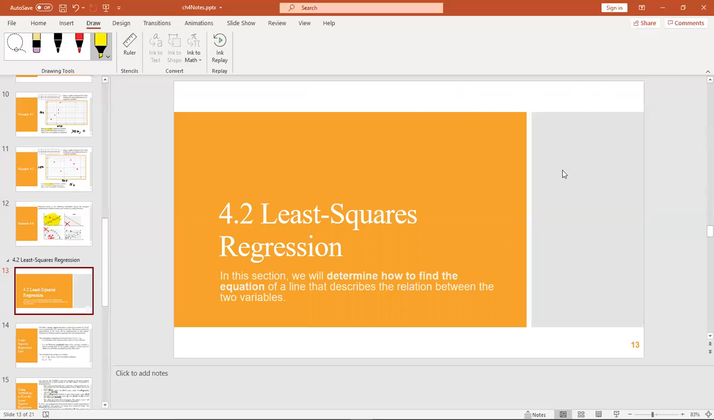So we're going to stop there, and when we next meet, we will talk about section 4.2 and talk in a little more detail about how to find the correlation coefficient, as well as how to find equations of lines that would actually fit the data that we are looking at.